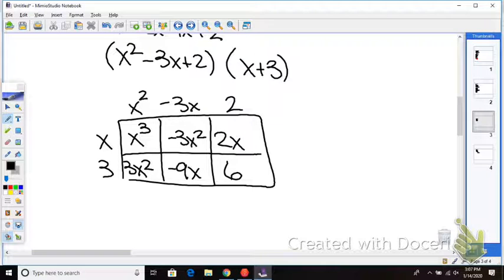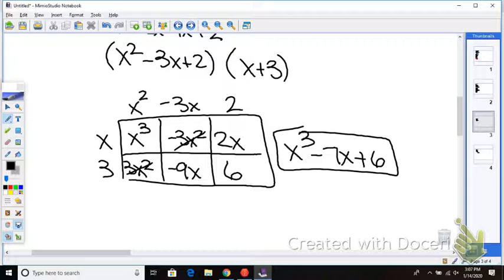Then after we've multiplied each piece together, we just combine like terms. I have my x cubed. What happens with my x squareds? Okay. And then my x's, negative 9 plus 2 is minus 7x, and then plus 6. And that's your answer. Not too bad, huh? Okay.